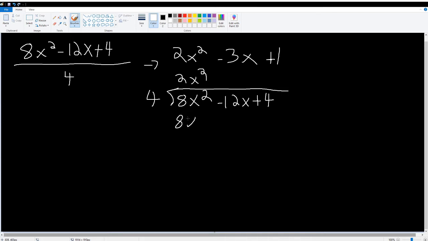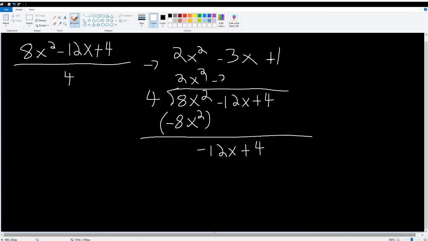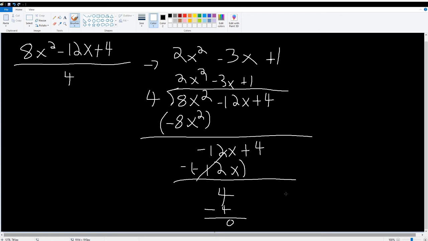So this is 8x squared. Remember, this is subtracting, so now you just get negative 12x plus 4. How do I get 4 to look like negative 12x? Well, you multiply it by negative 3x, and you get negative 12x. Remember, we're subtracting it, so this goes away. Just left with 4. How many times does 4 go into 4? Well, that's just 1. I subtract 4, and I get 0.